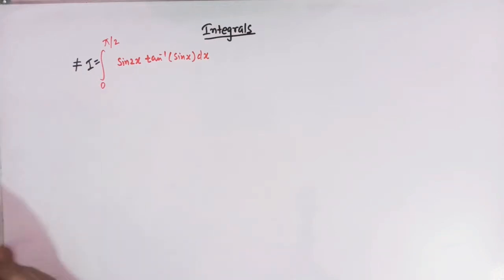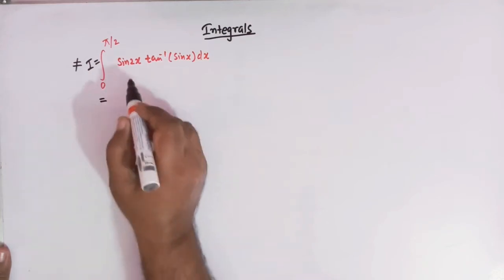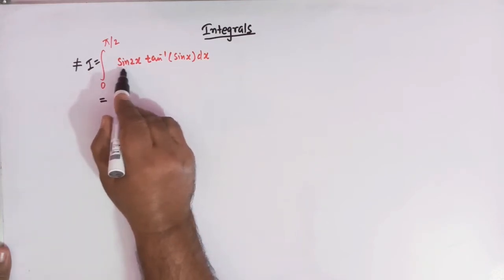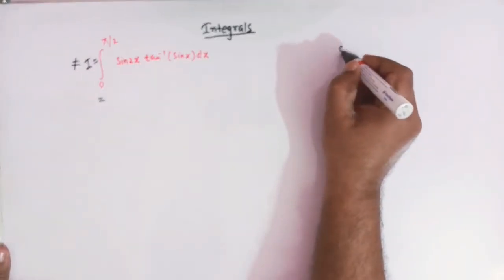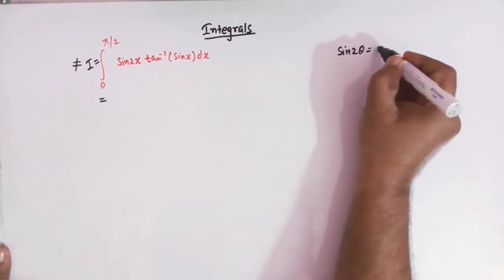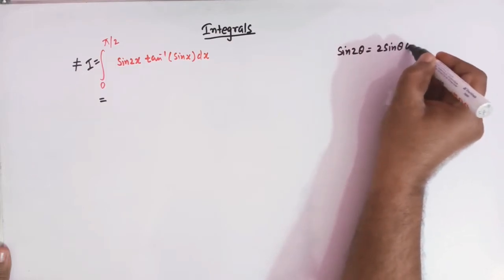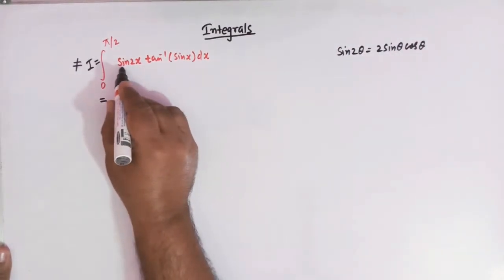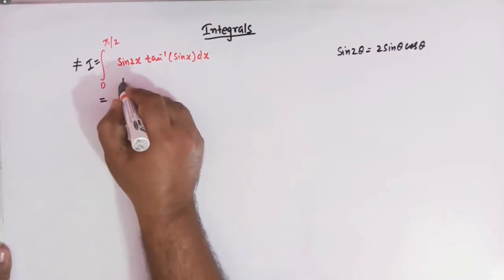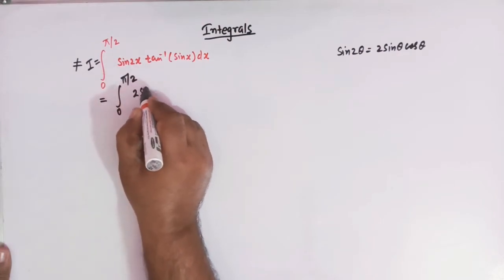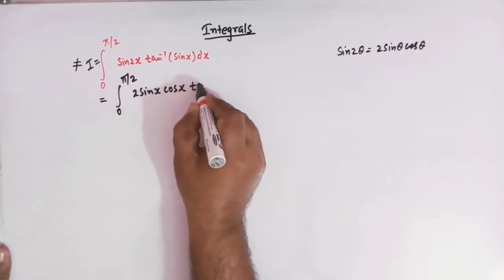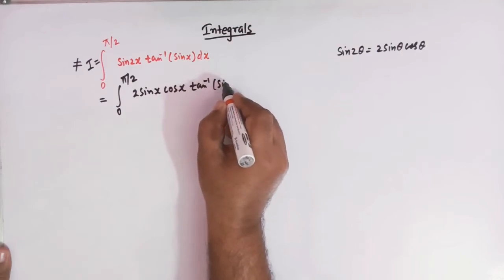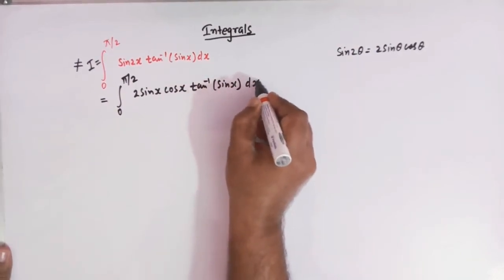So let us start. So here first of all, see, here we have sine 2x, right? So we'll use the important identity from trigonometry, that is sine 2 theta is equal to 2 sine theta cos theta, right? So we'll replace sine 2x by 2 sine x cos x, right? So we have 2 sine x cos x and tan inverse of sine x and dx, right?